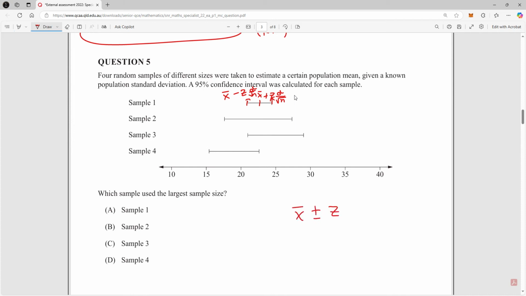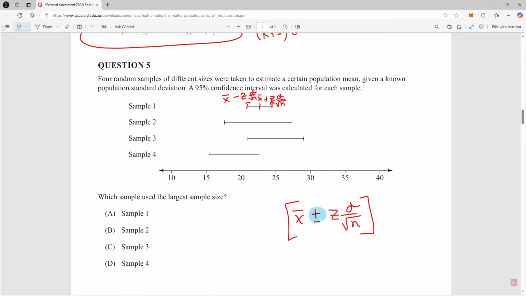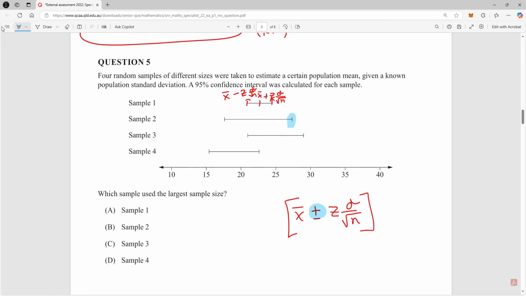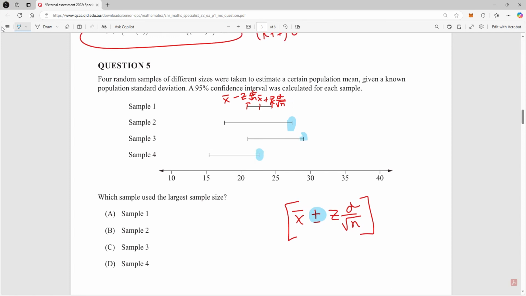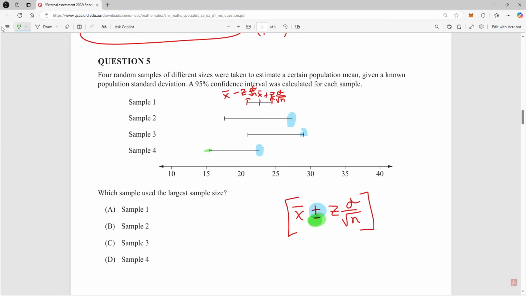So the plus represents the right-hand side of your confidence interval. So the blue plus, that's the right-hand side. So that's all these ones here. And then the green, the minus, is to the left of it. So that's all these ones here. So now we need to analyze this mathematically because a lot of people get this stuff incorrect.